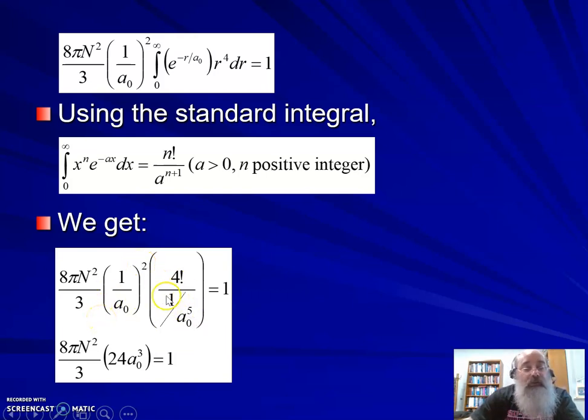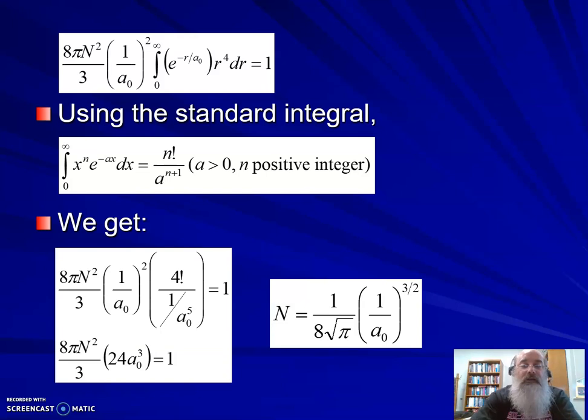But notice this is 1 over a0, so those cancel out to give a0 to the 3rd. There's your 24. This is the terms that we had earlier. Now we have just basically an 8th grade algebra problem in solving for n. And so we've normalized that wave function. We found the normalization constant.